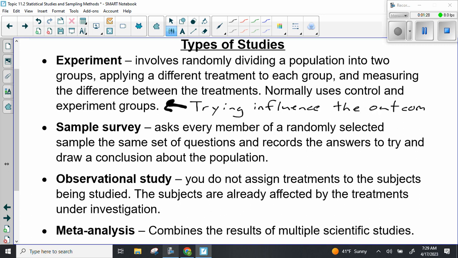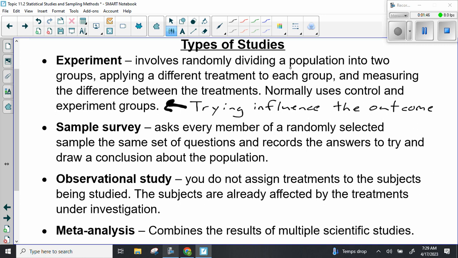With a sample survey, this is also right because it's every member. Oh, it's not in this case. Sorry.